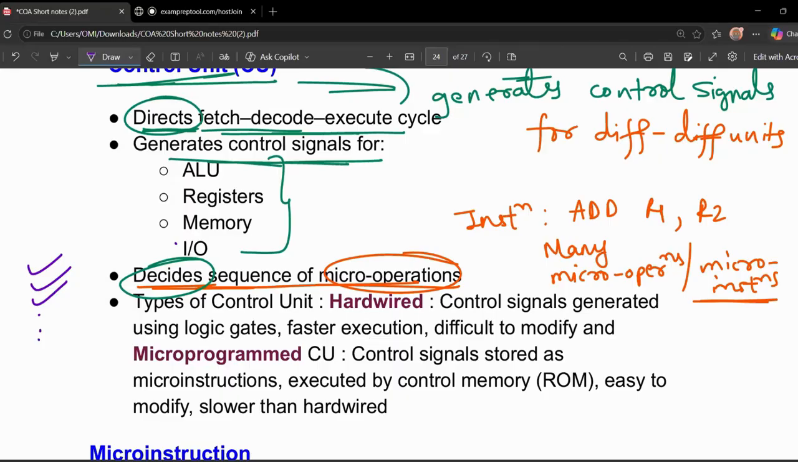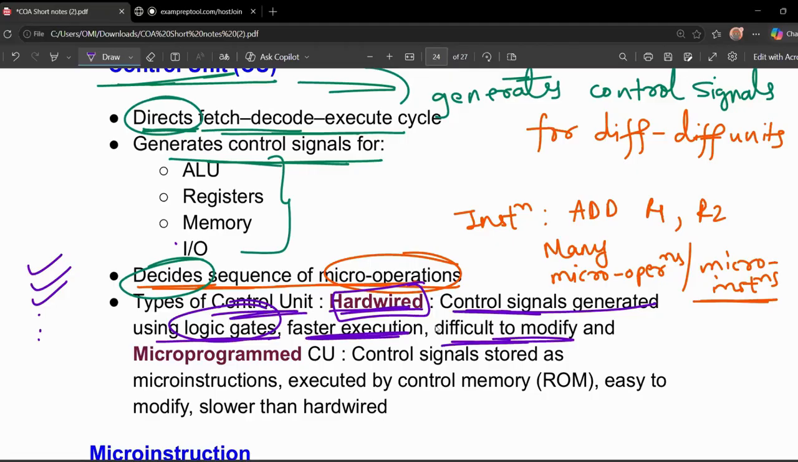Now, there are two types of control unit. First is hardwired. What is hardwired? Its control signals are generated using logic gates. Because of logic gates, it is faster, and it is difficult to modify.